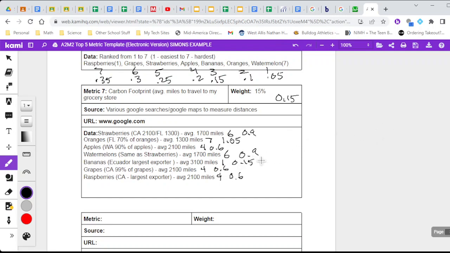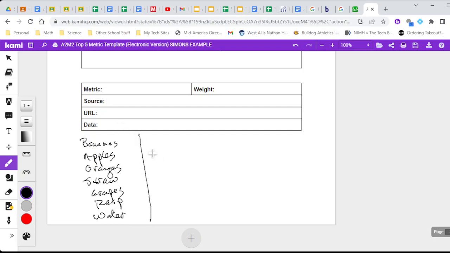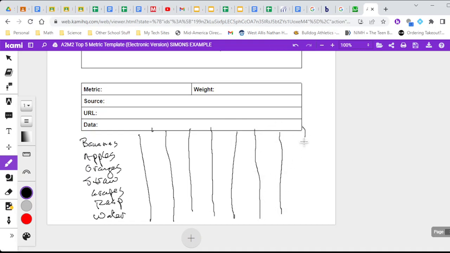And so now your last step is you're going to say, okay, here's what we got. We have our bananas, apples, oranges, strawberries, grapes, raspberries, and watermelon. And now you're going to take all your values. So you'll go metric 1, and you'll put your numbers in, and metric 2, metric 3, metric 4, metric 5, metric 6, metric 7. And then you're going to add them up, and you're going to have a total.